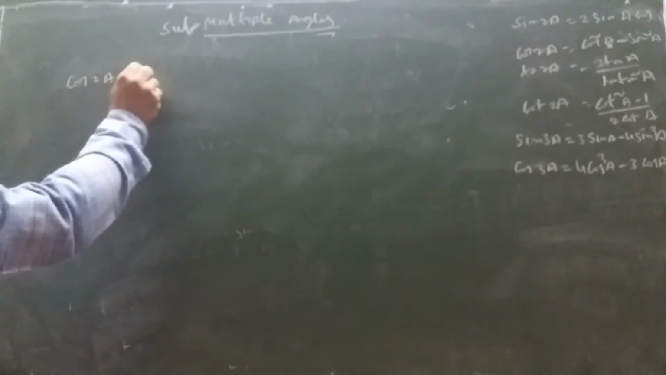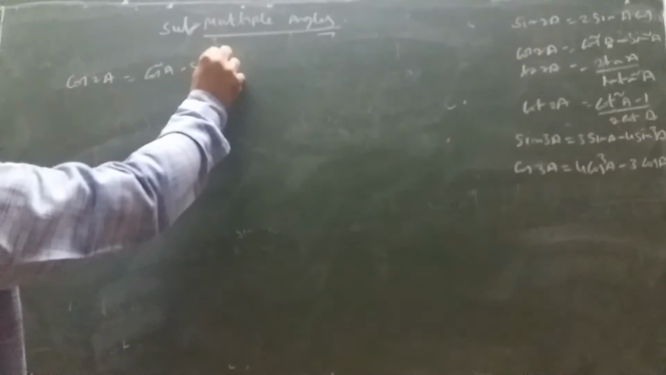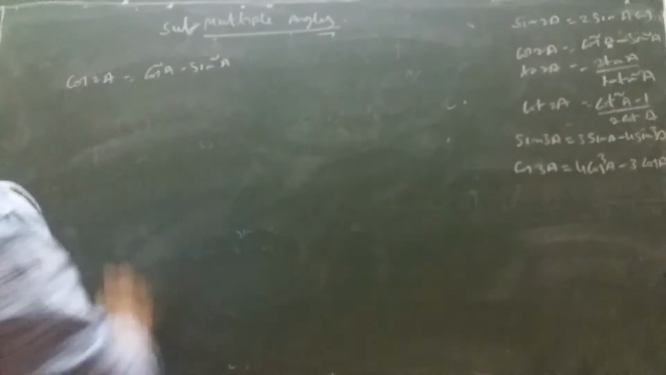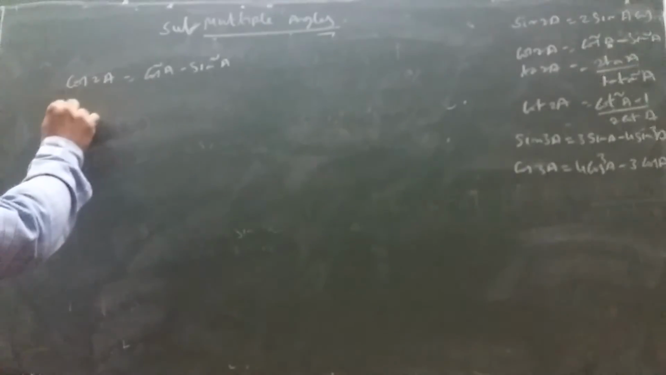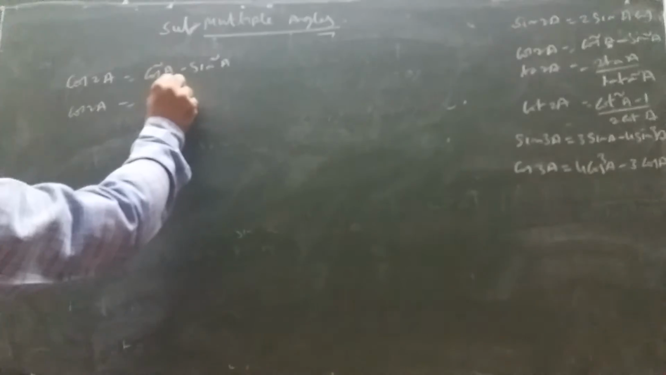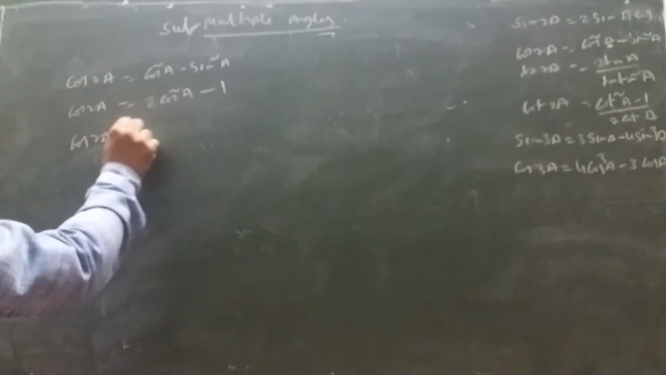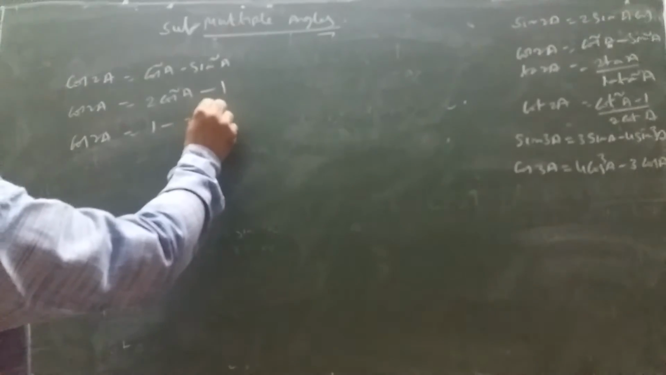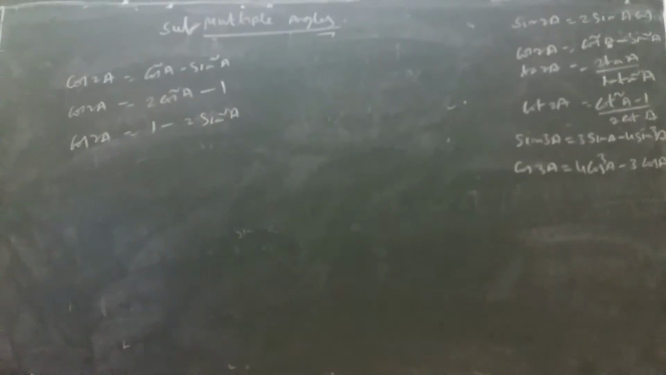Cos 2A is equal to cos square A minus sin square A, or cos 2A is equal to 2 cos square A minus 1, or cos 2A is equal to 1 minus 2 sin square A. These three relations are very important relations.